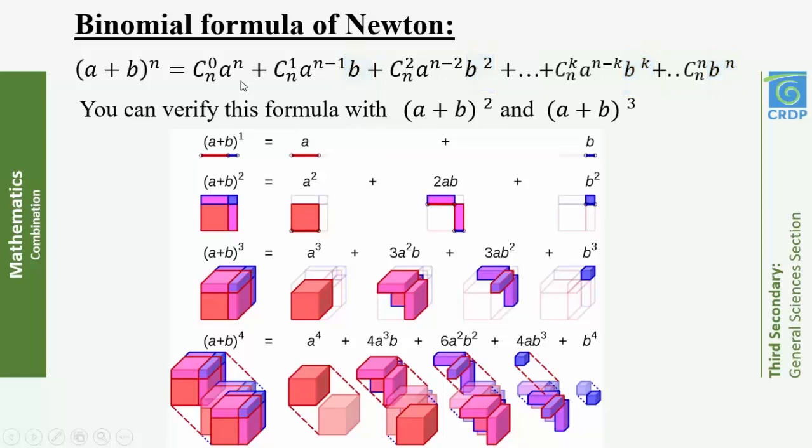We can verify this formula by using the remarkable identities. Let's verify it for (a plus b) squared. I have a squared plus 2ab plus b squared.